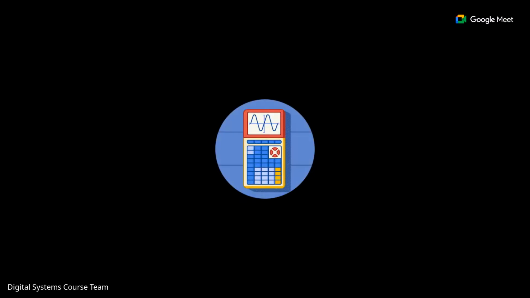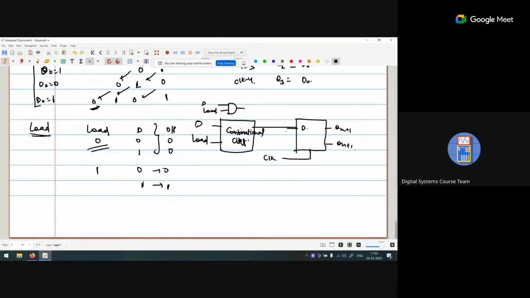So when load is on, the signal is transmitted. When load is off, the signal is not. So we can use one combination circuit as an AND gate. Second, we can use a MUX also. Here we connect 0 and here we connect load. If load is 0, we are getting 0. If load is 1, we are getting D. So we can use any combination circuit that is controlled by the load.